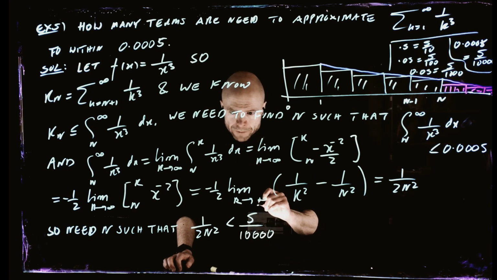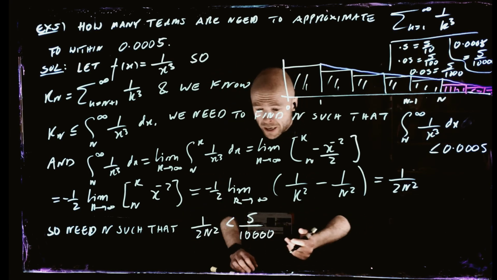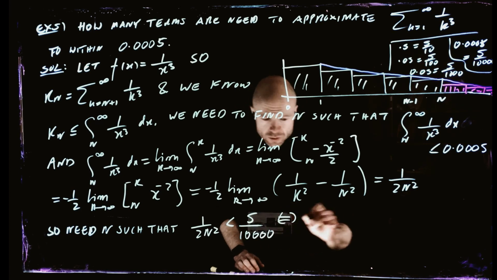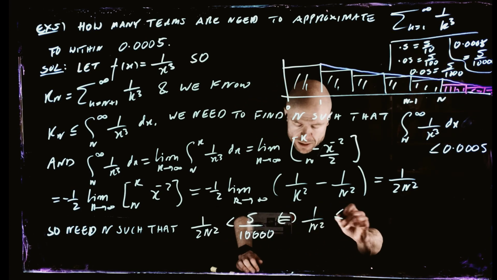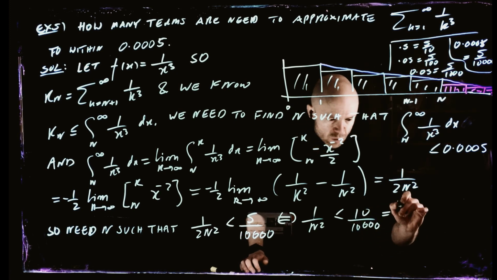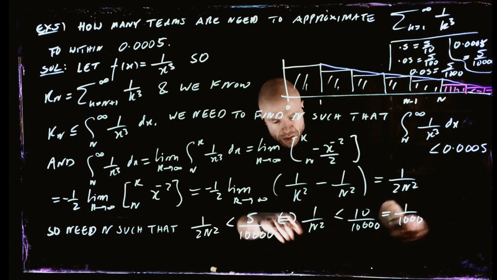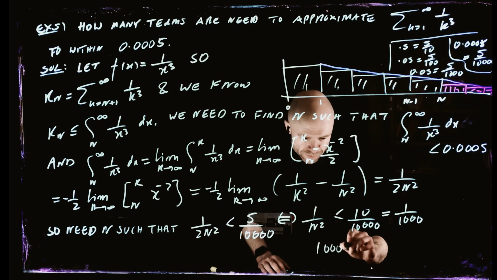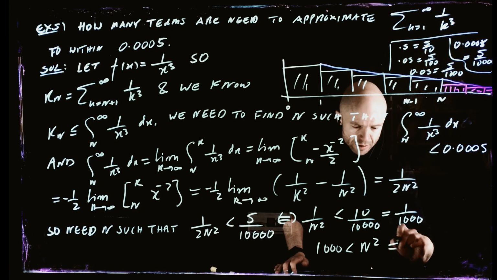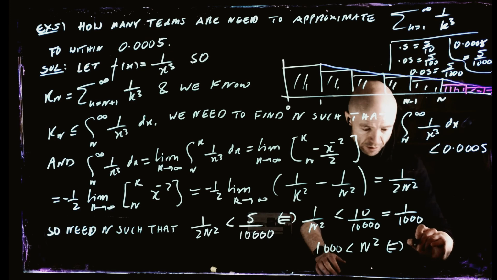Like this. And now that's a completely tractable problem because we can just rearrange the stuff, right? So let's multiply the 2 on the other side. That's going to be 1 over n squared is less than 10 over 10,000, which is the same as 1 over 1,000. And then let's rearrange it. So we're going to have 1,000 is less than n squared. So what we want is the first integer n that is bigger than the square root of 1,000.